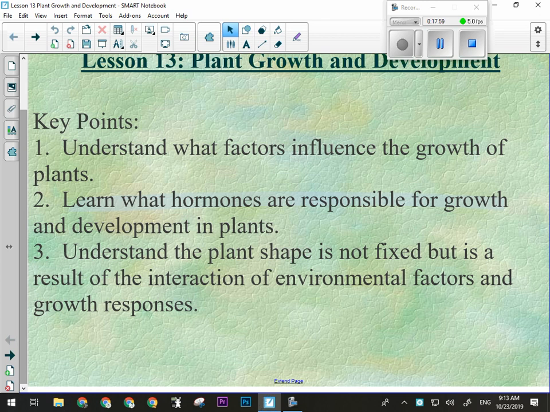But they are genetically identical. They are effectively clones of each other. Okay? So a plant's genetic code does not determine its final shape like it does for an animal.